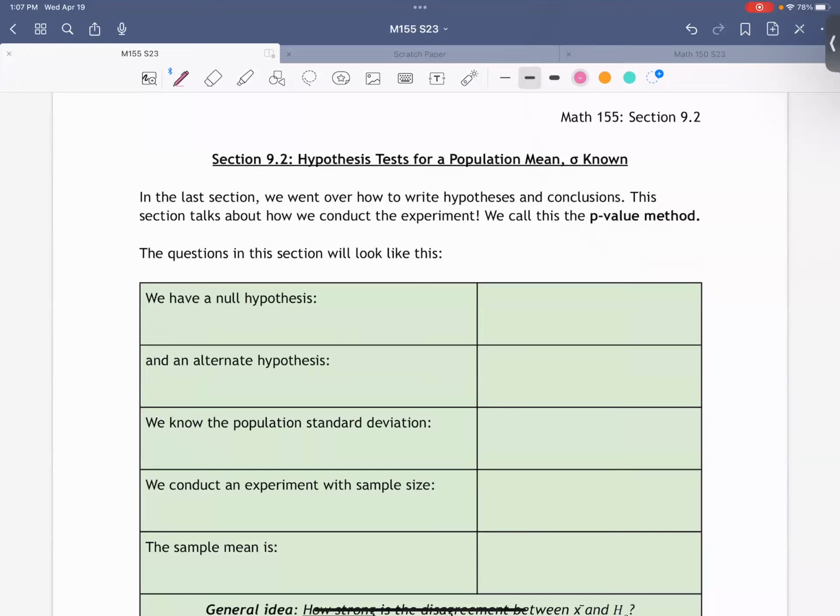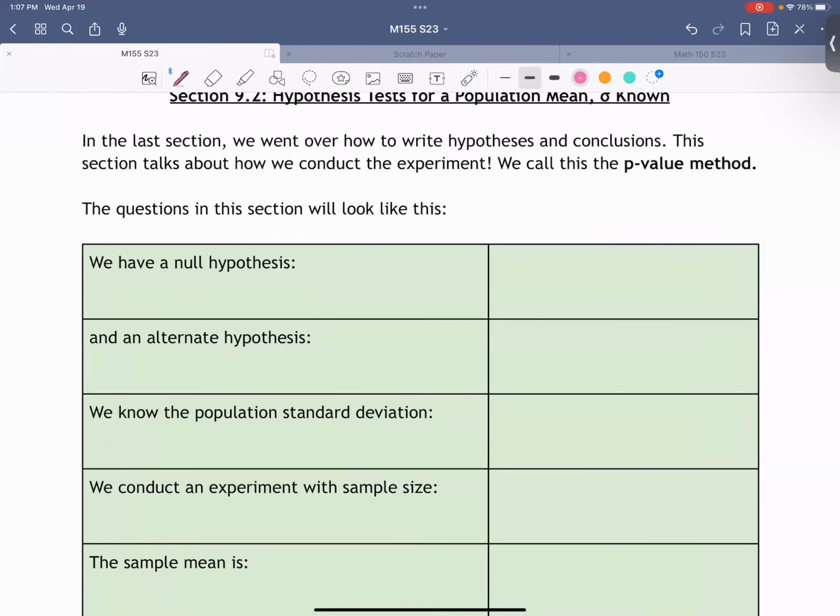And the way that we're going to know how to do this is there's actually many different methods you can use for these tests. We're going to learn this thing called the p-value method, okay? This is probably the most common method, okay? What we're going to do is we're going to learn how to take a bunch of data and come up with this number called the p-value, okay? And before I talk about what this number is, let me explain to you what the questions are going to look like, okay? So in this section, these questions are going to give you a bunch of information, okay?